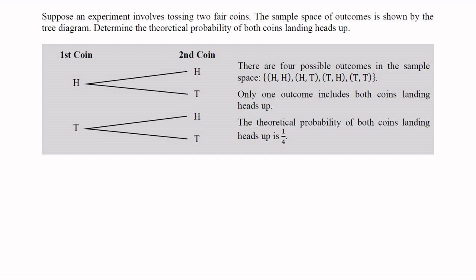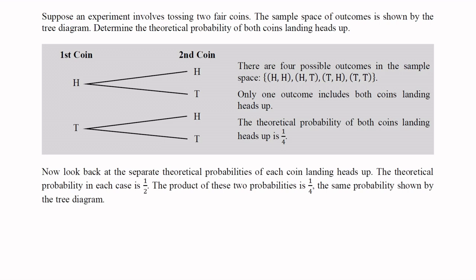Only one outcome includes both coins landing heads up. So the theoretical probability of both coins landing heads up is 1 out of 4, because it is 1 out of the 4 possible outcomes. Now look back at the separate theoretical probabilities of each coin landing heads up. The theoretical probability in each case is 1 out of 2. The product of these 2 probabilities is 1 out of 4, the same probability shown by the tree diagram.